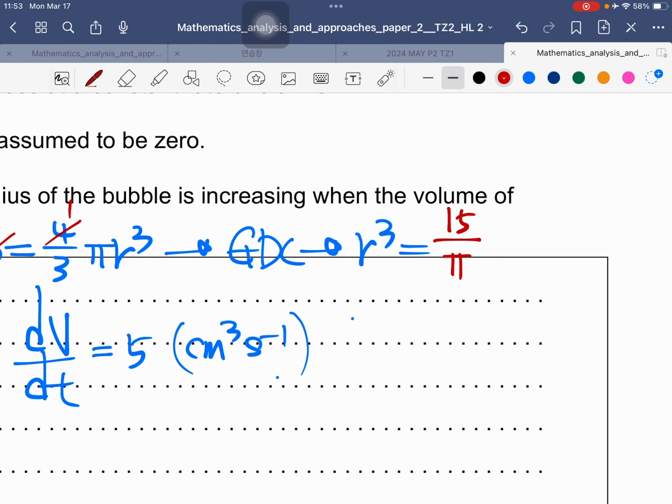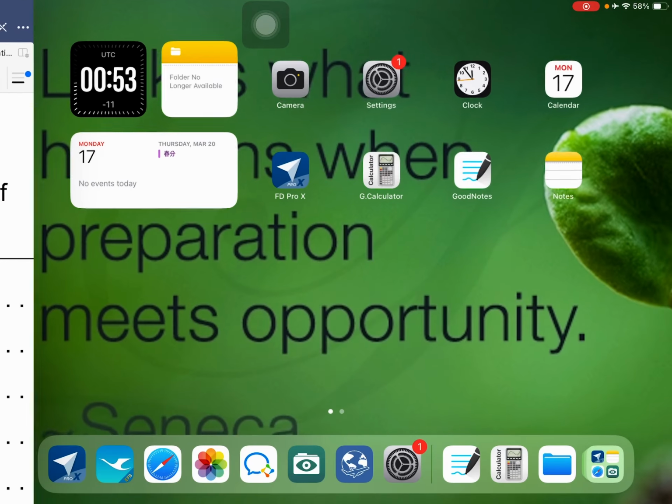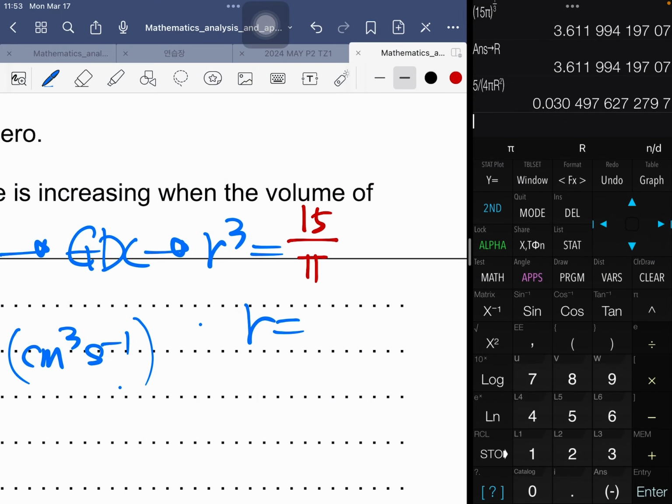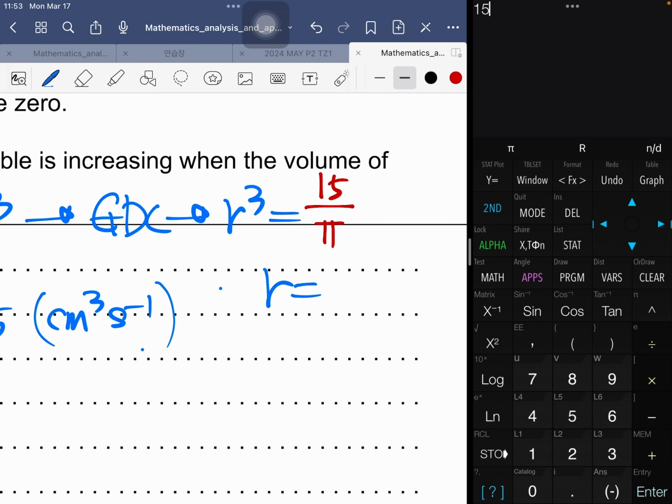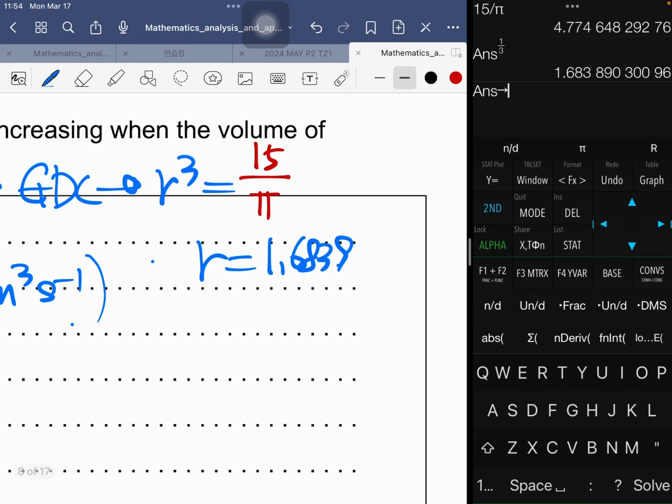So r equals, let me see, GDC, clear everything. We need to find 15 divided by pi, and this number is cube root, so times 1 over third power. So this is going to be r, 1.6839. So let's store this as alpha, the radius, large R.